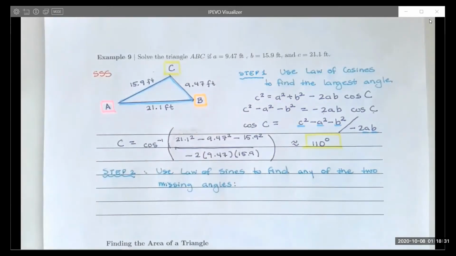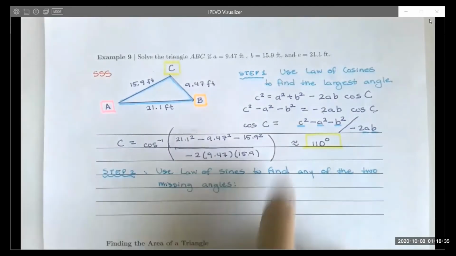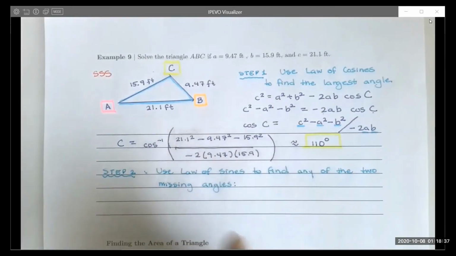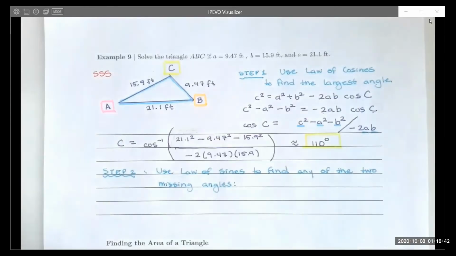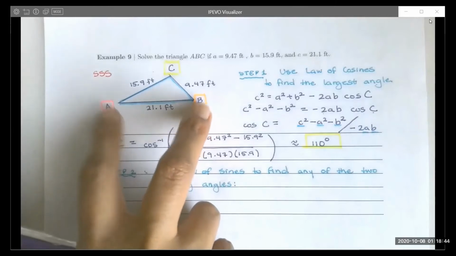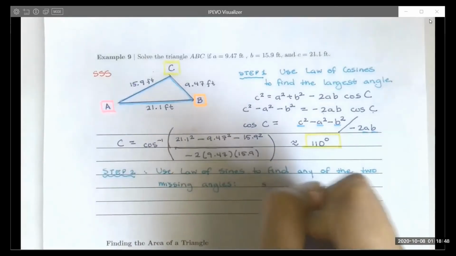So we're missing A and B. Doesn't matter which one you pick at this point, because if C is obtuse, it will show up. And since we picked the largest angle, the remaining two are going to have to be acute. So it doesn't matter which one you pick. I'll just start with A.